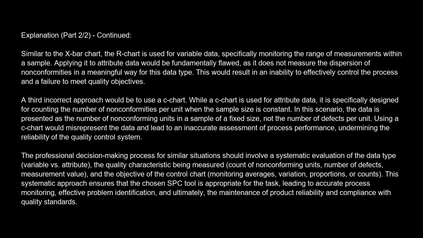A third incorrect approach would be to use a C chart. While a C chart is used for attribute data, it is specifically designed for counting the number of nonconformities per unit when the sample size is constant. In this scenario, the data is presented as the number of nonconforming units in a sample of a fixed size, not the number of defects per unit. Using a C chart would misrepresent the data and lead to an inaccurate assessment of process performance, undermining the reliability of the quality control system.